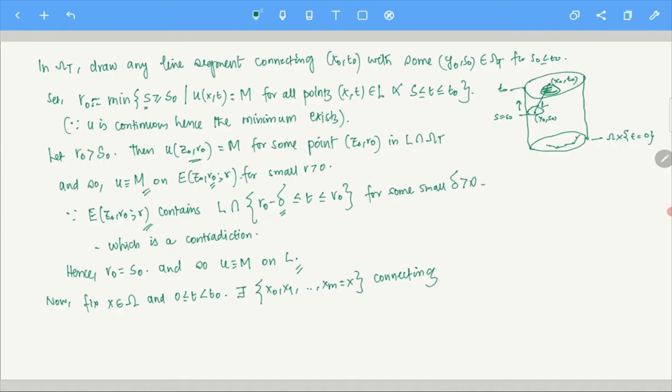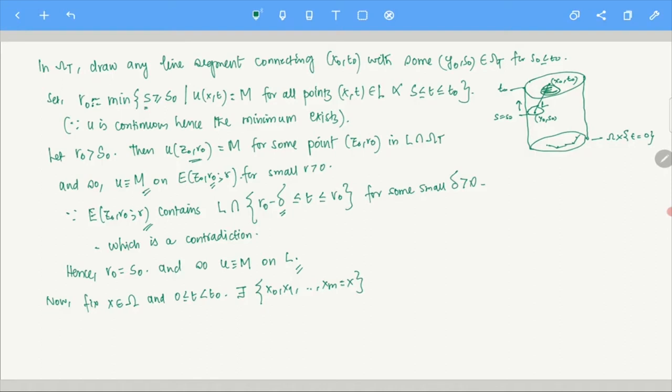I don't know how to write it. There exists this point connecting. This is a line segment, we should write it like this, it will be better. One second, I am lost for words actually. How do I write it? So you understand what I'm trying to say. You take some points and join them with a line segment in such a way that it remains on the domain omega, okay.